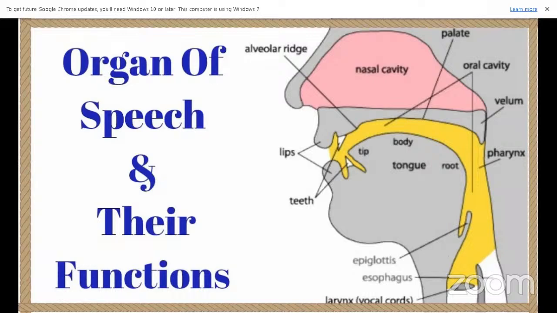Here are the organs of speech. The number of vibrations in a second is called frequency. Right. Now here we have organs of speech.